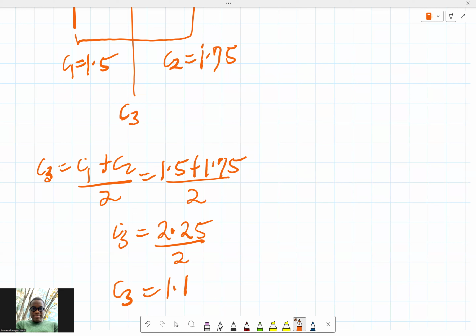I guess something is not right. 1.625. So 5 plus 7, 12. Then 1 plus 1, 2. Okay, this is 3. Yeah, this is 3. So that is 3.25.